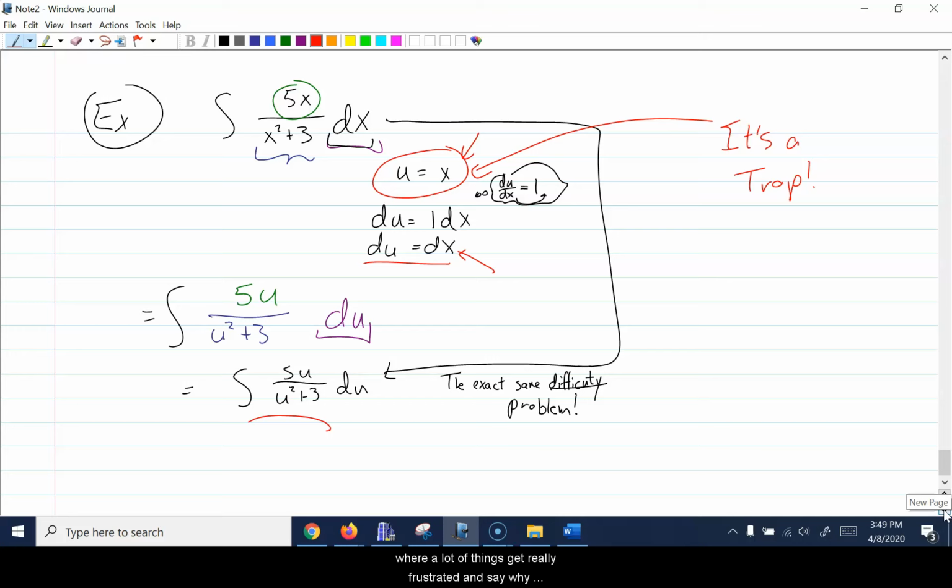So that didn't work. This is a place where a lot of students get really frustrated and say, why did you write this down? Why are you showing me the wrong way to do it? Just show me the right way. Well, this is a thing you do by trying it a bunch of ways. There's only so much you can learn by not doing it. Like on the exam, you're probably not going to do everything the right way the first time. You learn to avoid these mistakes by making them. 5x over x squared plus 3 dx was our original problem. Let's try something else.